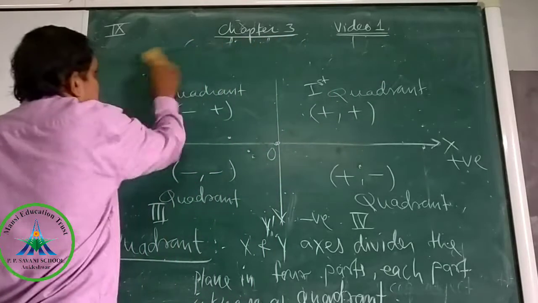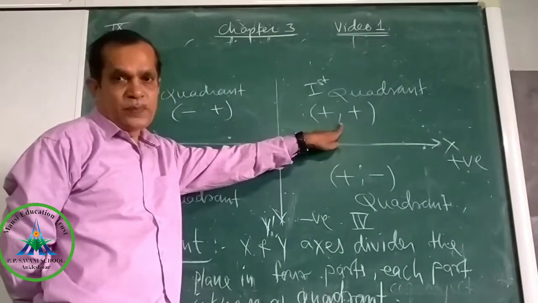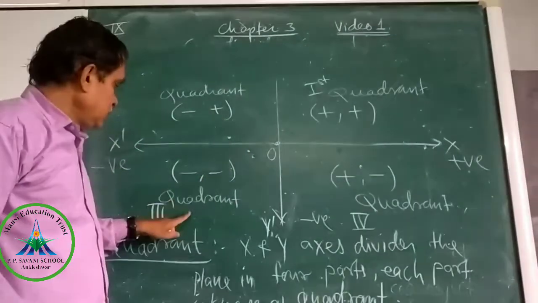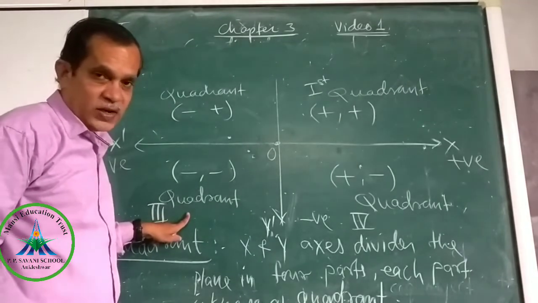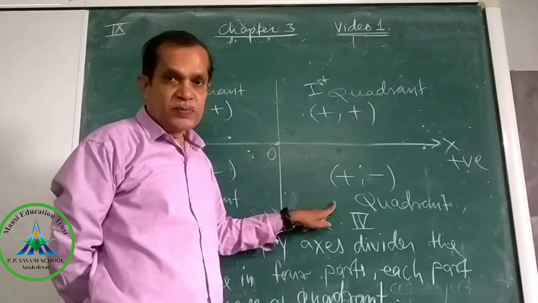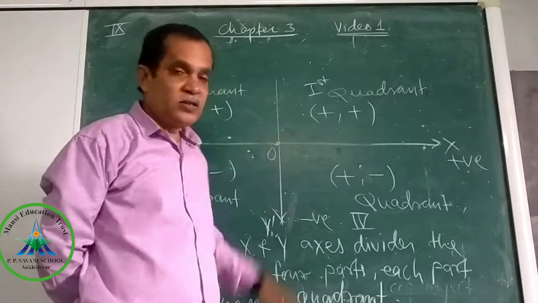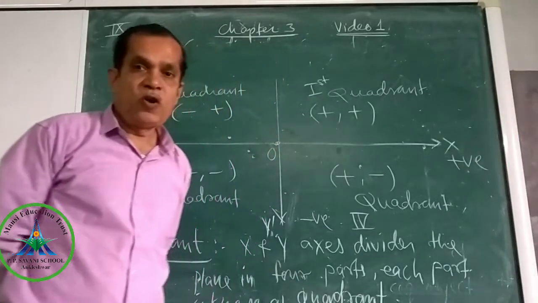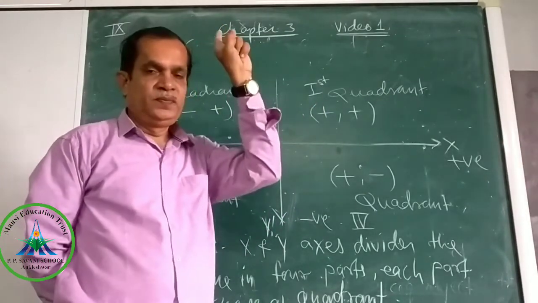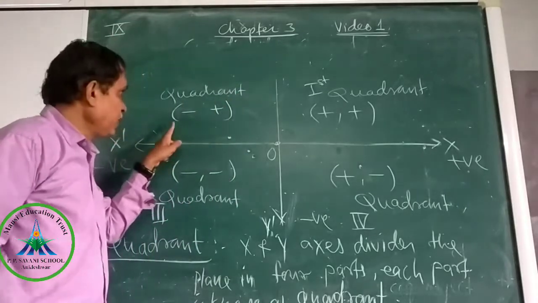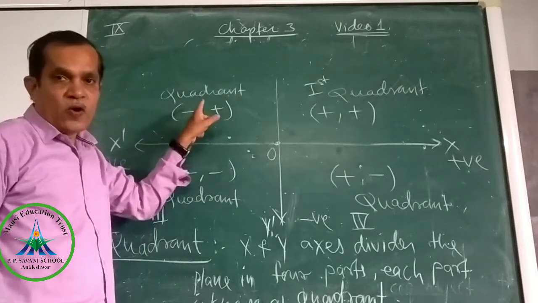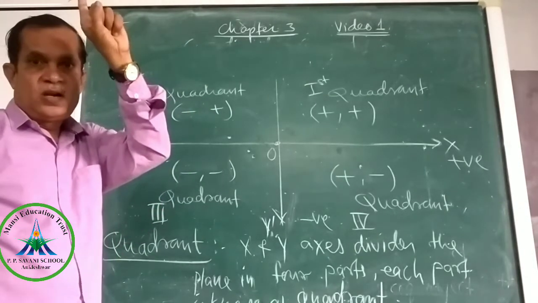see, first quadrant both x and y coordinates are positive. Second quadrant, x is negative, y is positive. Third quadrant, both x coordinate and y coordinate are negative. Fourth quadrant, x coordinate is positive, y coordinate is negative. Now how will you define first quadrant? Yes, first quadrant is the quadrant in which both x and y coordinates are positive. Second quadrant, how will you define second quadrant? Quadrant in which x coordinate is negative and y coordinate is positive is known as second quadrant.